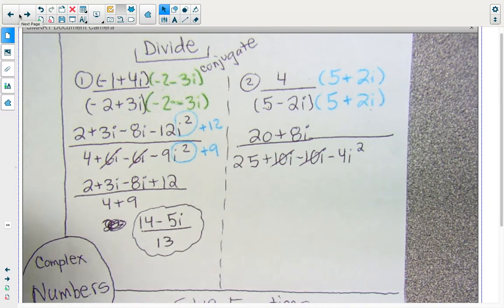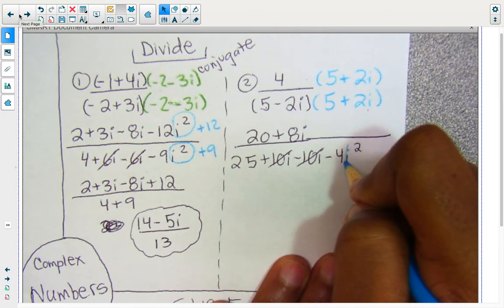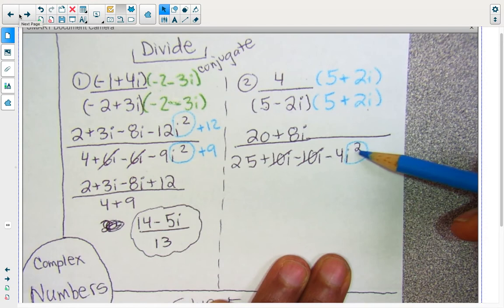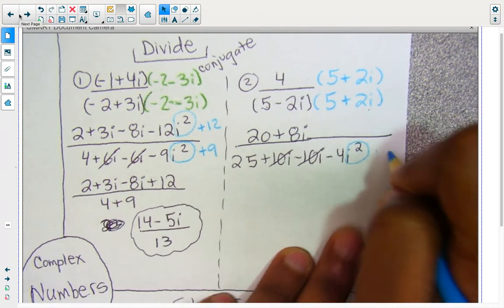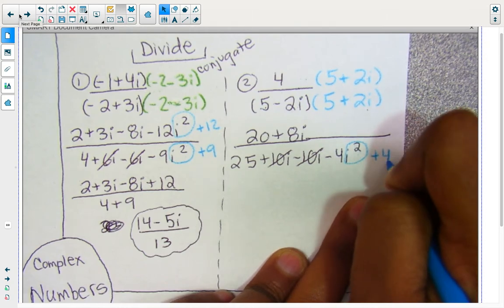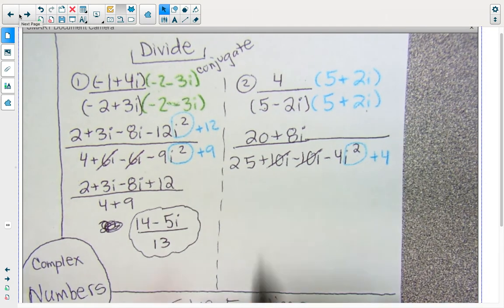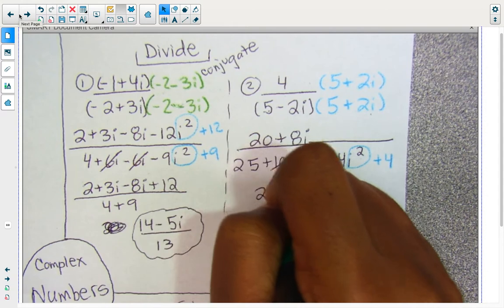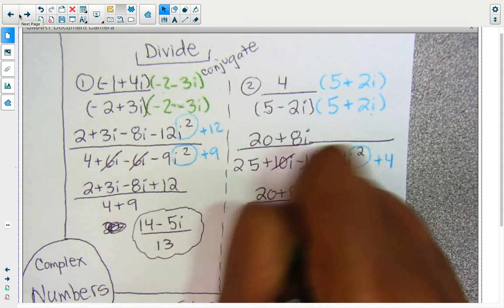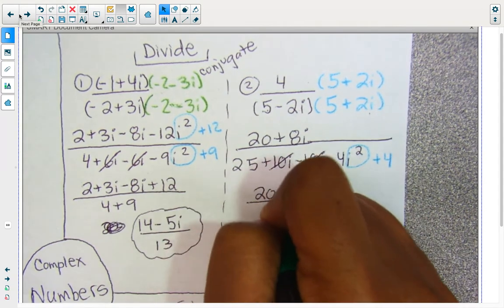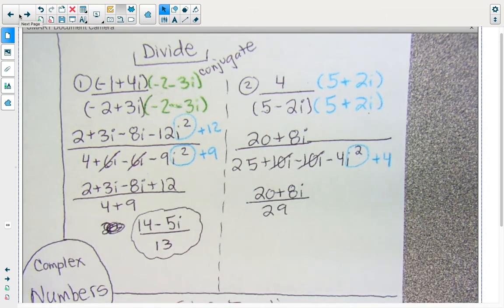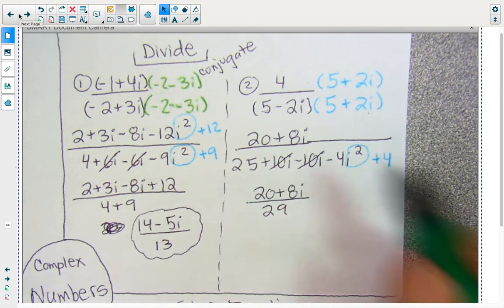So I have an i squared here that I need to change out. i squared equals negative 1. So this is negative 4 times negative 1, which becomes positive 4. All it does is change your sign. So on top, we have 20 plus 8i. And in my denominator, we got 29. So 25 plus 4, 29, boom.